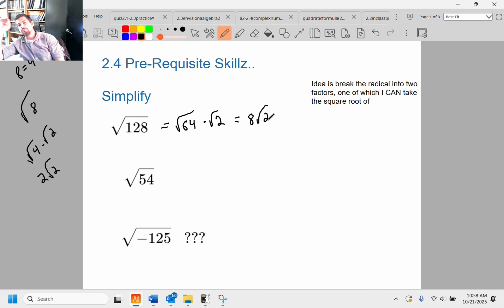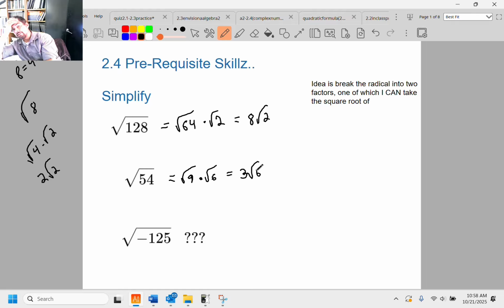I learned my multiplication tables in 3rd grade, just like y'all. Maybe it was 4th, but I remember learning them. I know that 54 is 9 times 6. So I'm going to break this down into a singular root of 9 times a singular root of 6. And I know that the square root of 9 is 3, so 3 root 6.